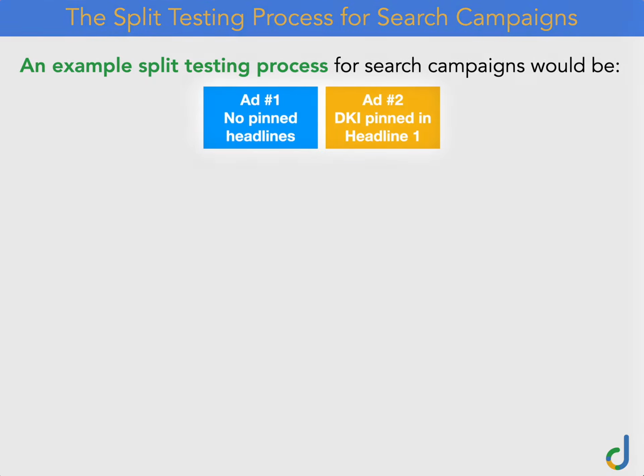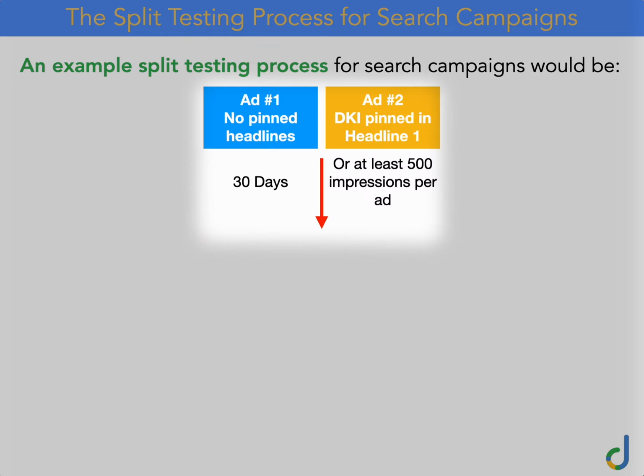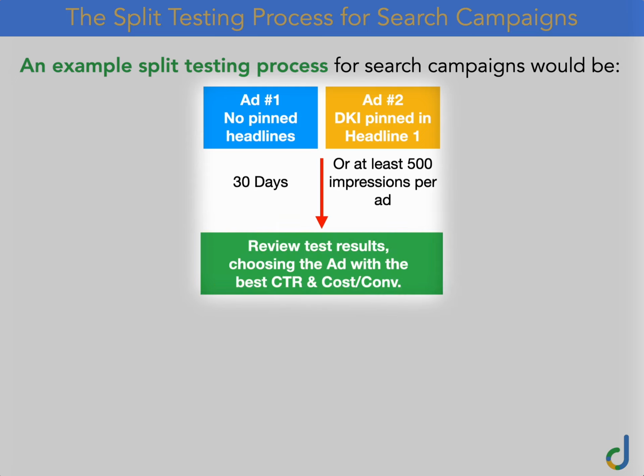campaigns would be that you have 2 ads. 1 ad has no pinned headlines. The other ad is exactly the same, except it's got dynamic keyword insertion pinned into headline 1. You then wait 30 days or at least 500 impressions per ad. And then you review the test results, choosing the ad with the best click-through ratio or conversion metrics. That could be your conversion rate or your cost per conversion, your ROAS score, whatever you're testing.